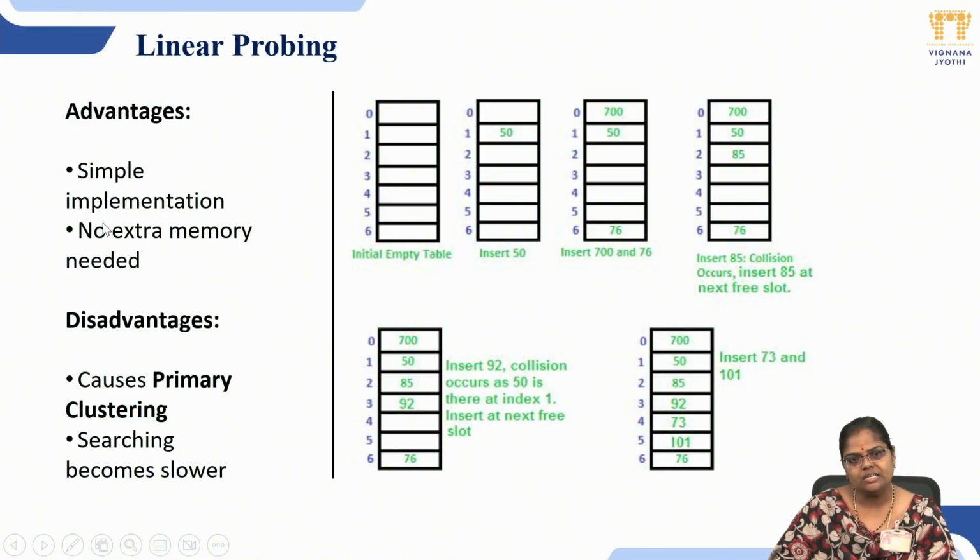The advantage of linear probing is a simple implementation with no extra memory needed, but it causes primary clustering and searching becomes slower.